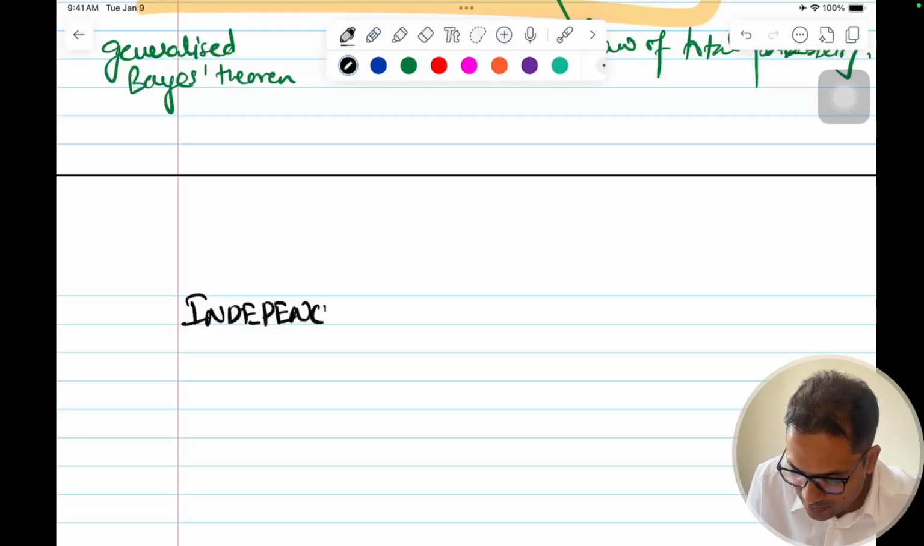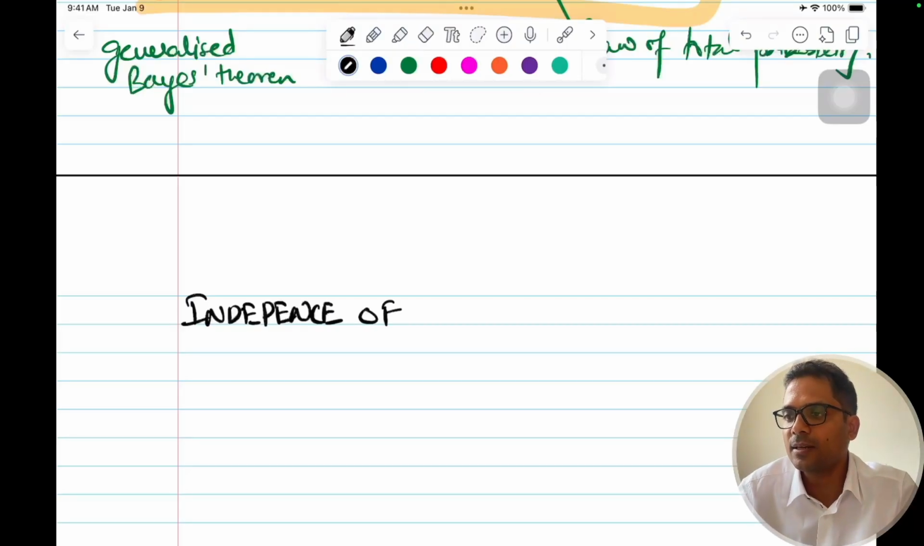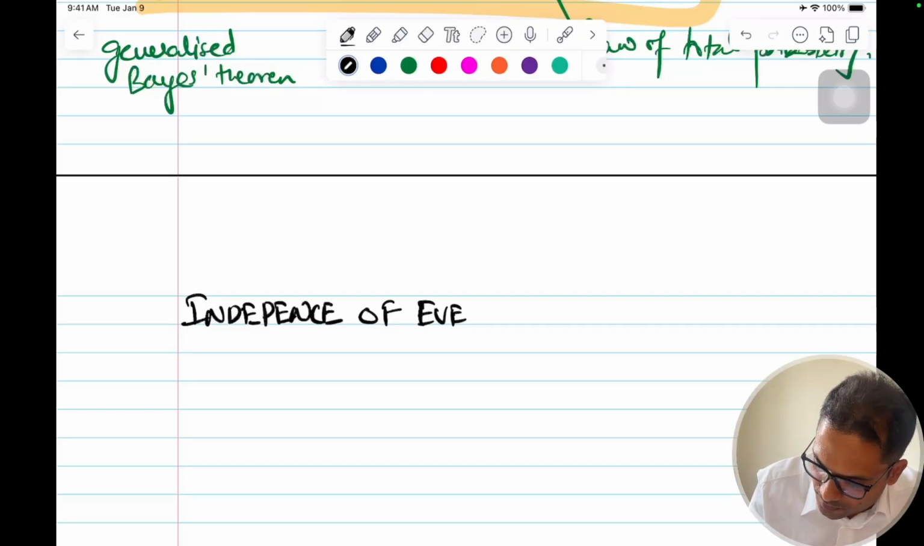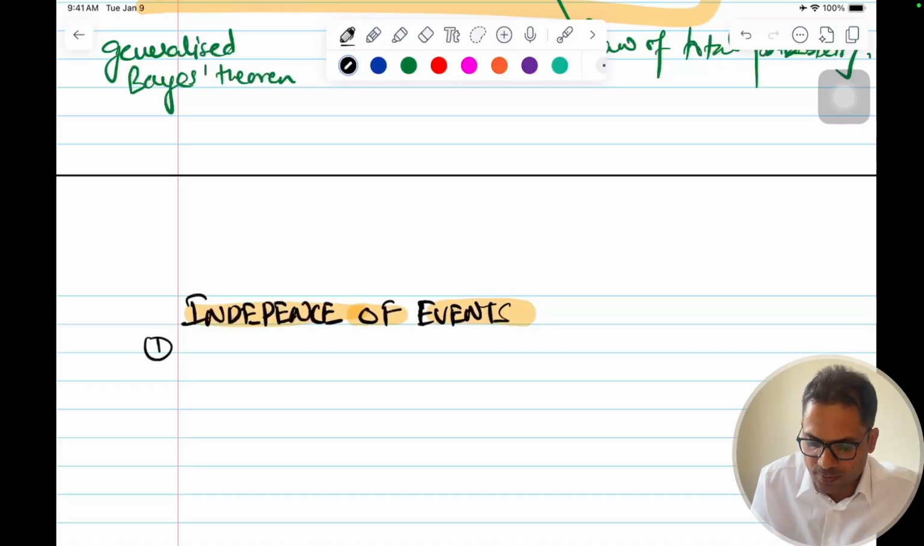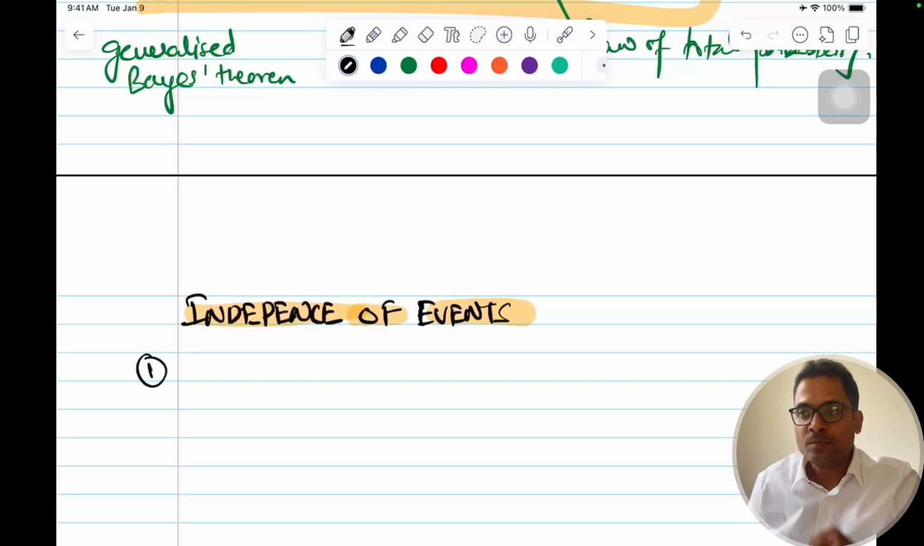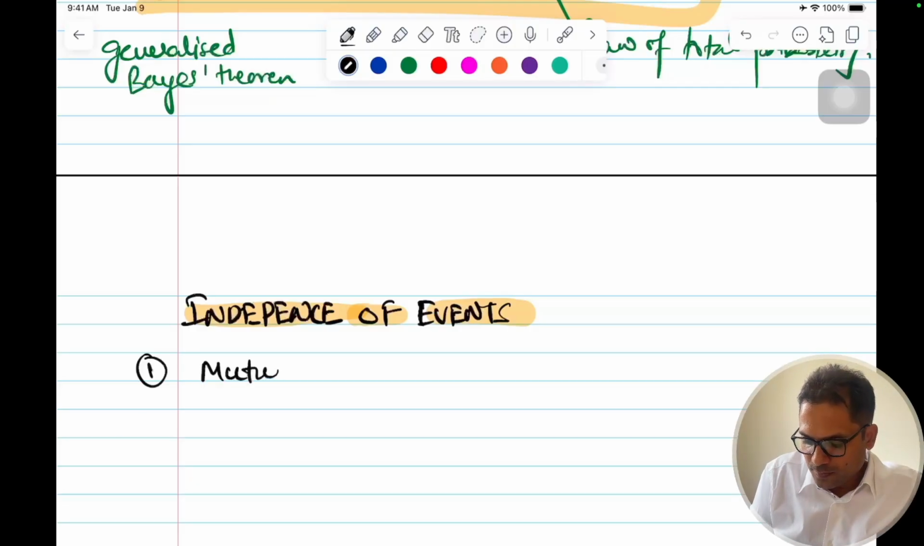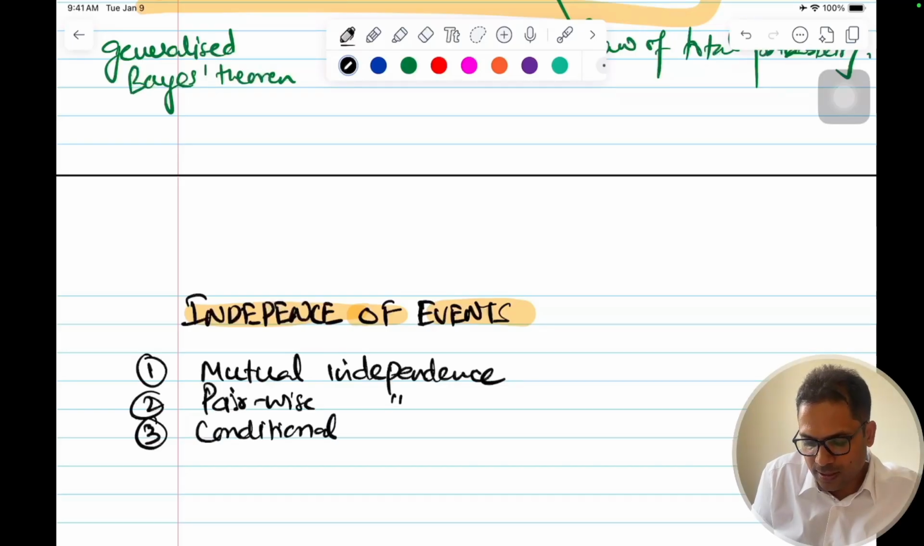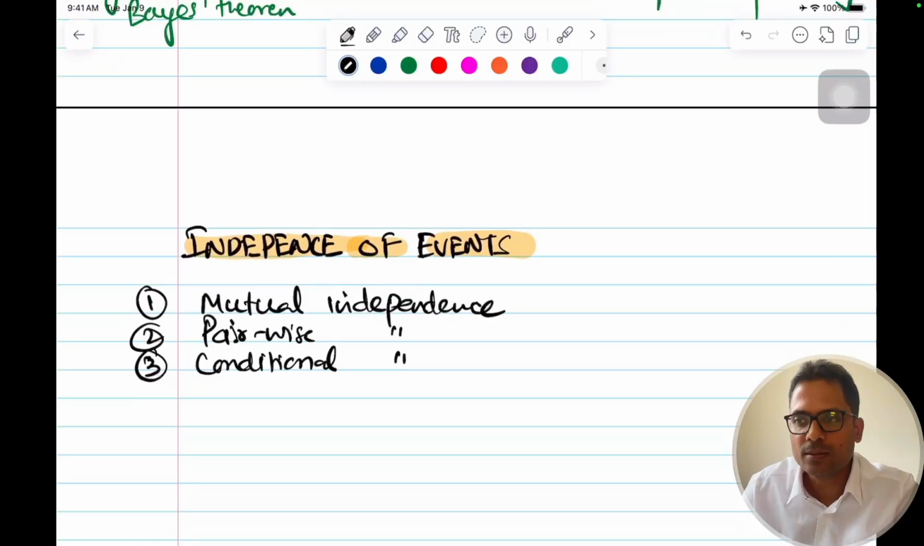We have already seen independence of events, but we'll see the three parts. What are the types of independence of events? There are three kinds. One is mutual independence. Second is pairwise independence. And the third is conditional independence. Okay, so let's go through that.